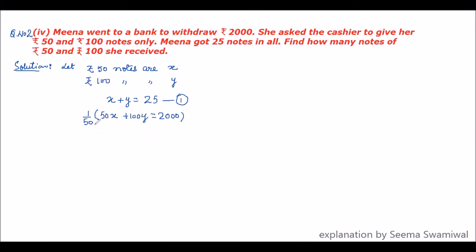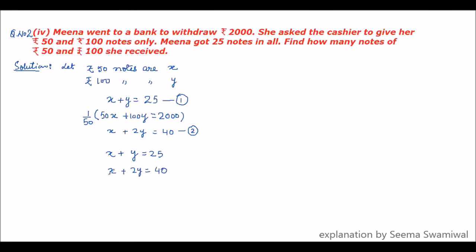So 50x divided by 50 will give you x. When you divide 100y by 50, it will be 2y. And when you divide this, 0 and 0 will be cancelled. It is 200 divided by 5, so it will be 40. So in this way, you got the two equations of the system. The first equation is x + y = 25. And the second equation is x + 2y = 40.